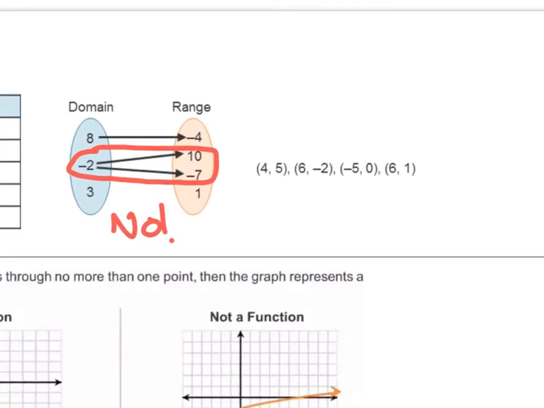Okay, let's take a look at the next one. What I notice is that I have two of the same x values here, 6 and 6, and I get different y values. No, not a function.